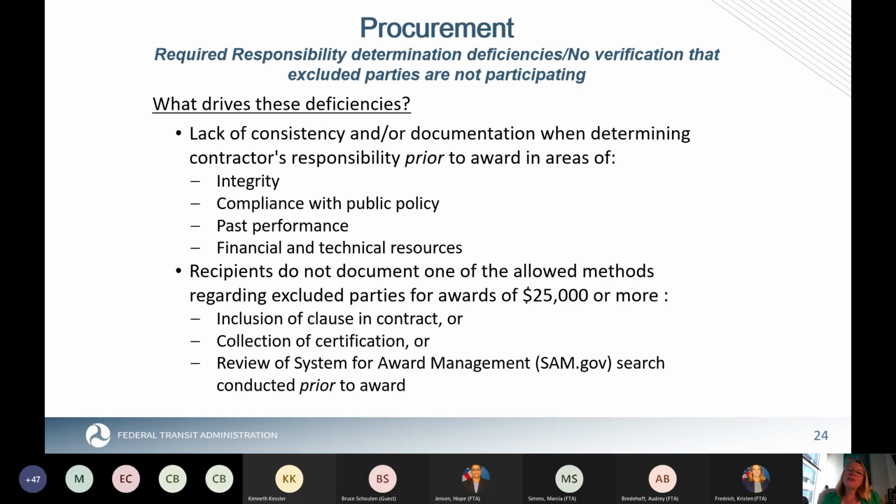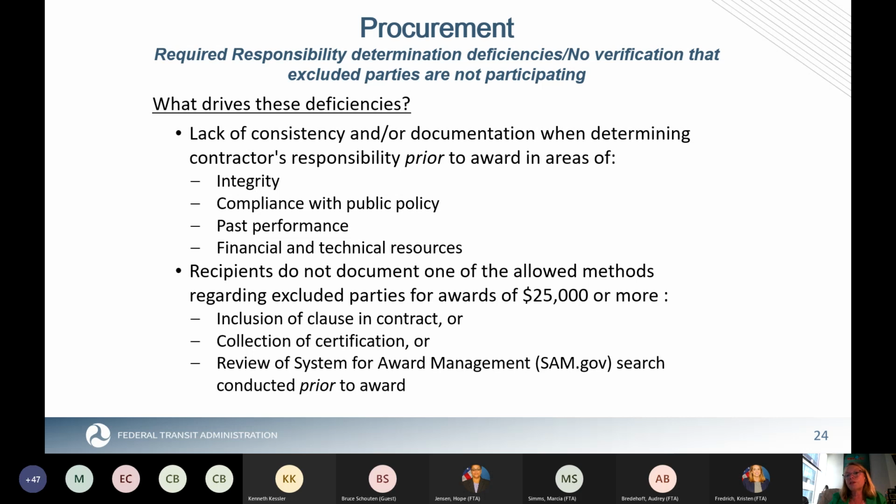All right, so what drives deficiencies? First, when we're talking about responsibility determinations, it's really a lack of consistency or documentation when determining responsibility. FTA doesn't believe, nor have they seen, that there are wide numbers of recipients awarding contracts to contractors that aren't responsible. What they have seen, though, is a lack of documentation that that determination was actually made prior to award.